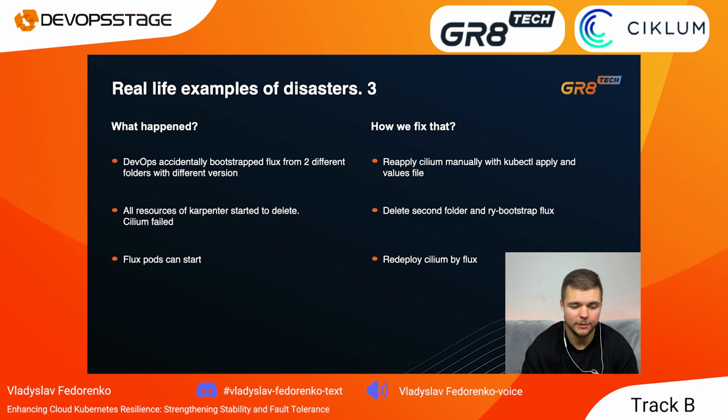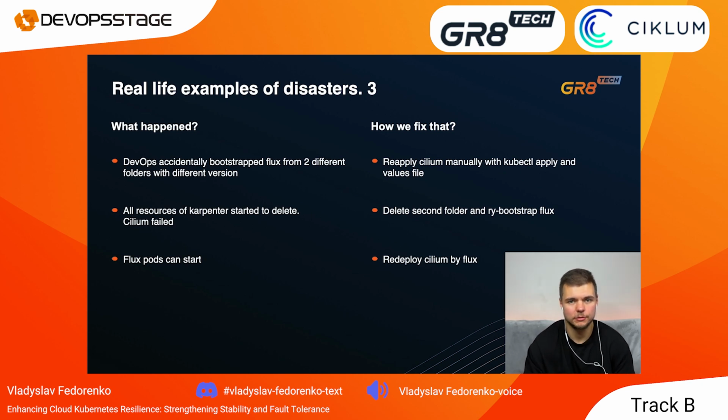Third real-life example of disaster. We had Flux running in our cluster, but one of the DevOps accidentally bootstrapped Flux with 2 different repositories, 2 different folders and 2 different versions. That's why a lot of resources became incompatible with each other and everything got stuck and started to delete. The worst thing is that Cilium was deleted as well, and Flux is unable to start without Cilium, while Cilium is unable to be delivered without Flux. What to do in this particular case?